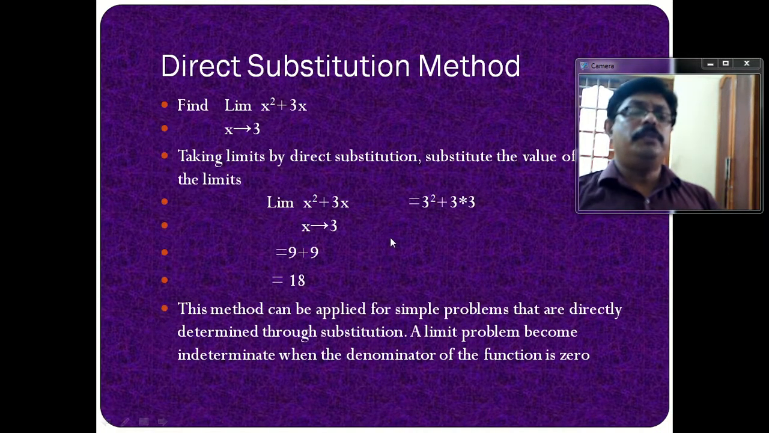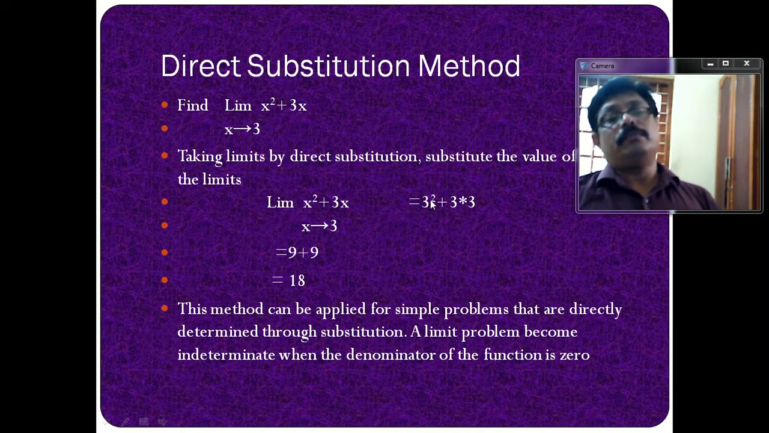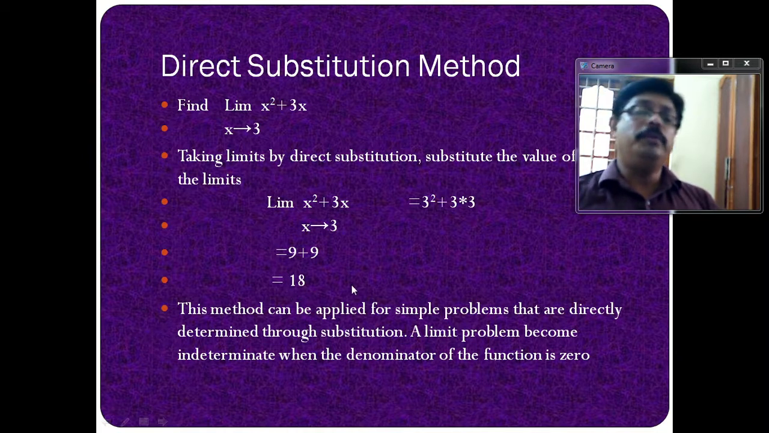So the direct substitution method is very simple. If your function is a very simple function, like x square plus 3x, the limit of this function x square plus 3x when x tends to 3, x is approaching the value 3, what is the value of this function? In this case there is no complexity, so you just substitute the value of 3 in the place of x. So here it is equal to 3 square plus 3 into 3. 3 square is equal to 9, 3 into 3 is equal to 9. So the function is equal to 18.